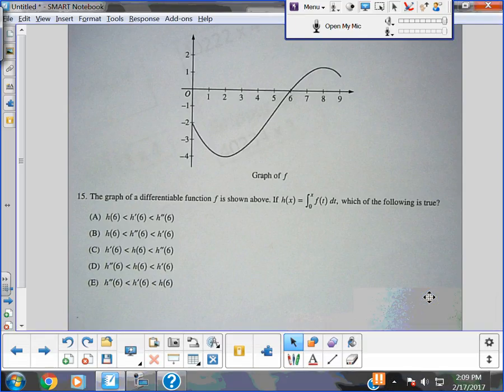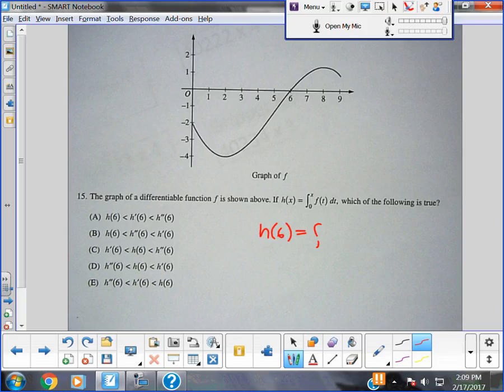All right. Everybody. It's a differentiable function. This gives the area under the curve starting at 0 going to x. And then it has h of 6, h prime of 6, h prime prime of 6. So I think I'm going to figure out all 3 values and then compare the inequalities. So I'm just going to estimate h of 6 because I just need it to be ballpark.